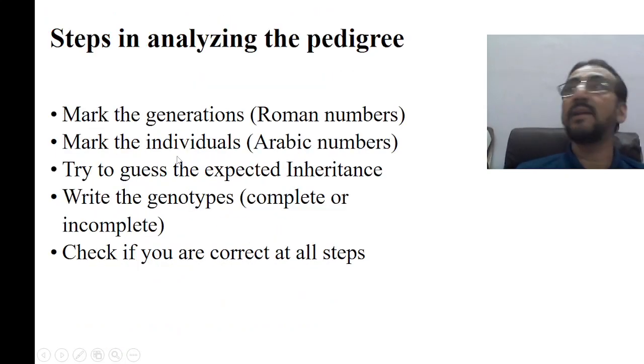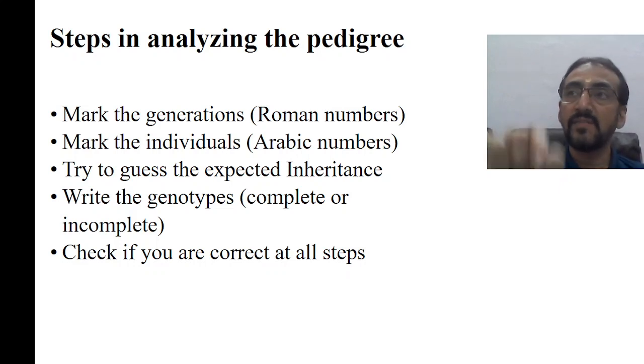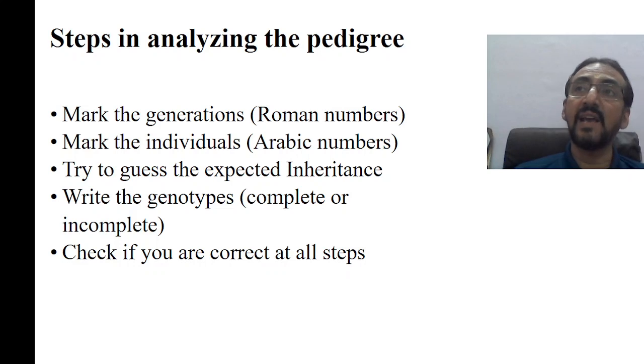Now, steps in analyzing the pedigree. First, we have to mark the generations by Roman numerals. There is a rule for writing the pedigree. When you write the generation, it has to be written in Roman numerals: I, II, III, IV. Then mark the individuals, numbered by Arabic numbers: 1, 2, 3, 4. Then try to guess the expected inheritance. Then write the genotypes, complete or incomplete. Then check if you are correct at all steps or not. So that we will see.